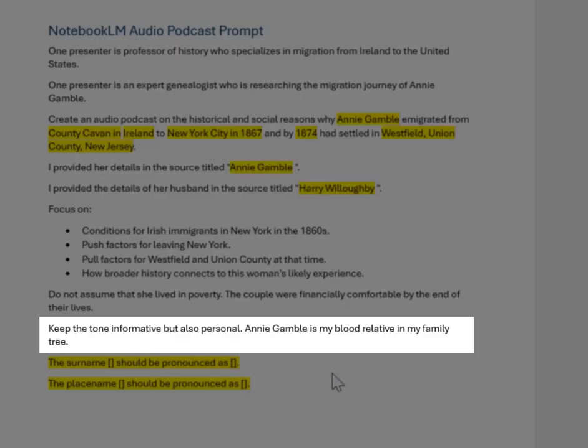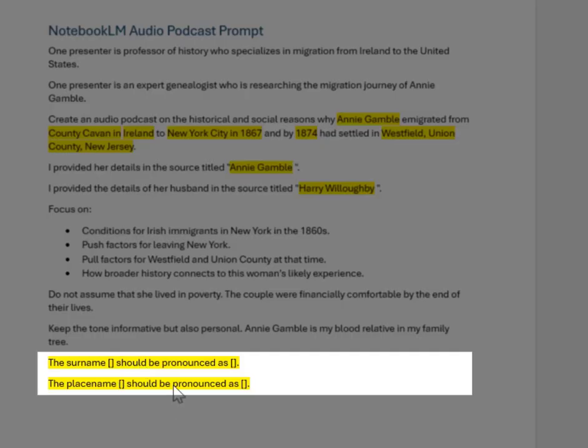Ultimately, I do want to relate it back to my own interests, so I'm telling it to keep it personal and that Annie Gamble is my blood relative in my family tree. The next two items are optional.